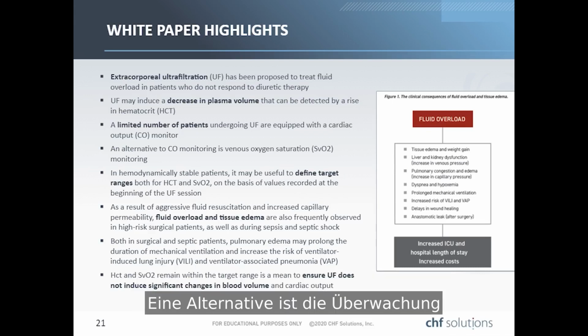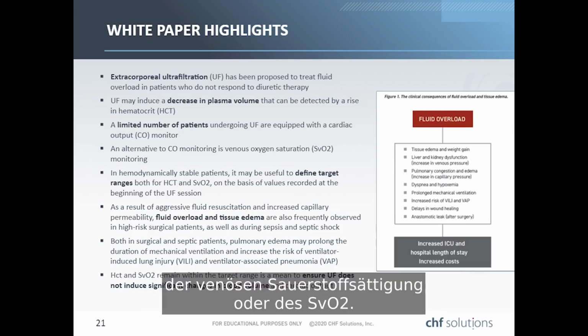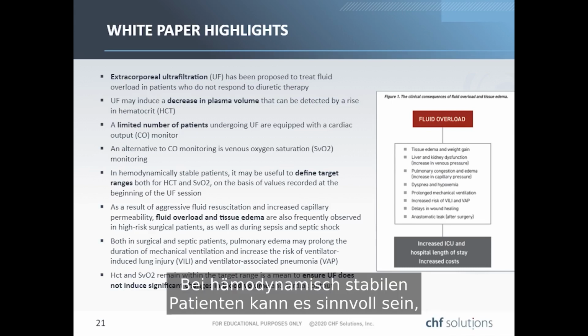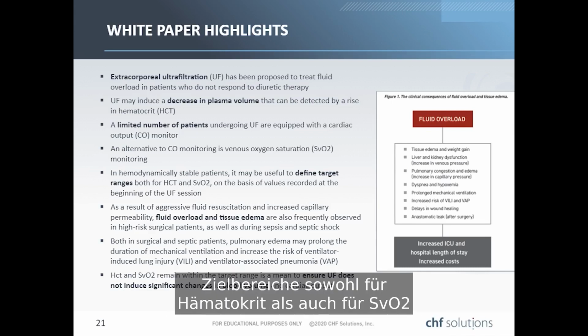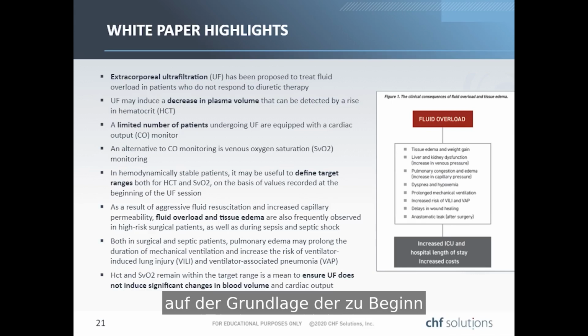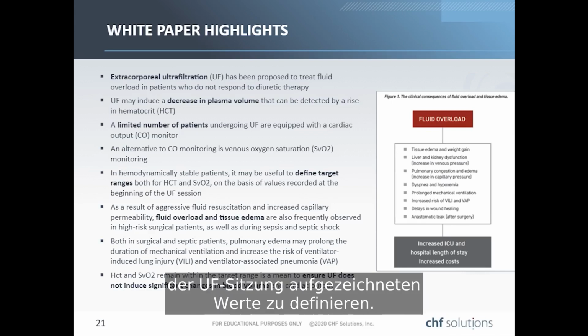An alternative to cardiac output monitoring is venous oxygen saturation or SvO2 monitoring. In hemodynamically stable patients, it may be useful to define target ranges both for hematocrit and SvO2 on the basis of values recorded at the beginning of the UF session.